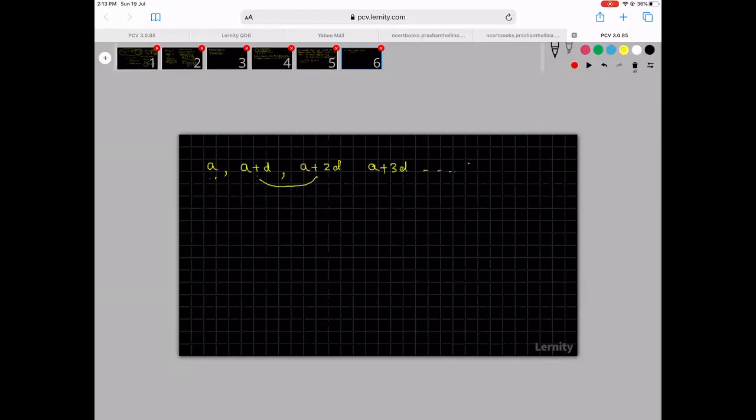So like this, if you go to the nth term, see, in the first term you have only A, 0D. In the second term you have 1D. In the third term you have 2D. In the fourth term you have 3D. So in the nth term you will have n minus 1 D. So the nth term is equal to A plus n minus 1 into D. So that is the nth term.